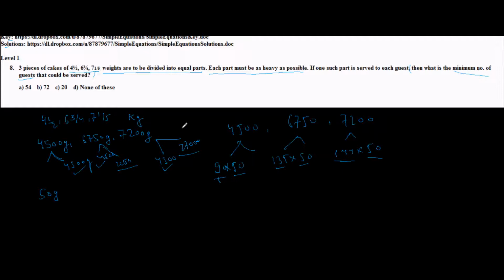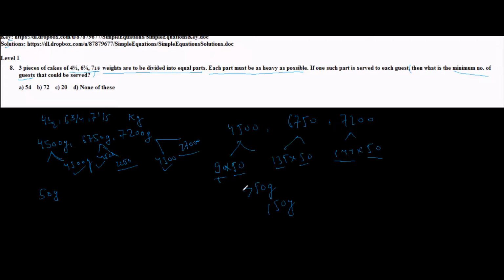And since they have said that each part must be as heavy as possible, I would look for a number which is greater than 50 grams. I see that even if in place of 50 grams I use 150 grams, I would have been able to divide them in equal parts. This would have given me 30 parts, this would have given me 45 parts, and this would have given me 48 parts.